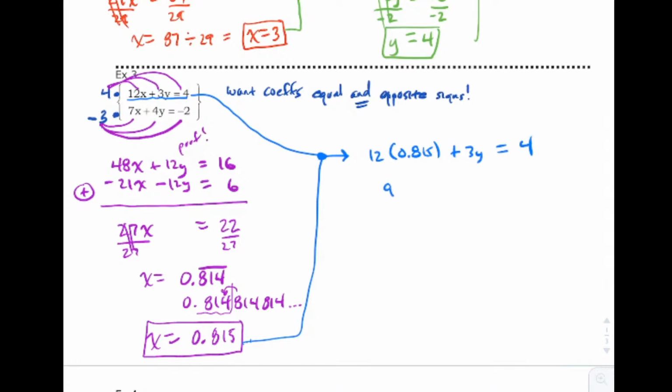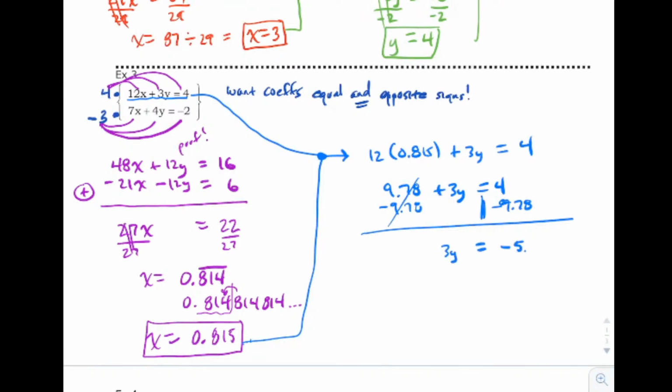9.78 plus 3y is equal to 4. So that's what we're solving for. That means I should subtract this 9.78 on each side of the equation. Try to make it look like a 9.78. So those cancel, of course. I've got a 3y here. 4, take away that, is a negative 5.78.